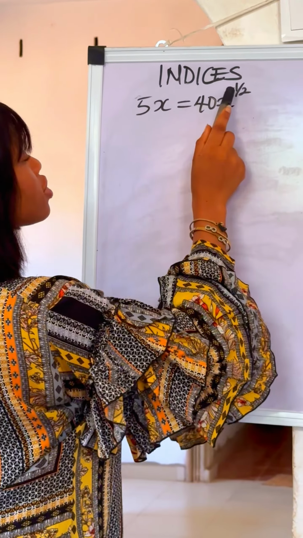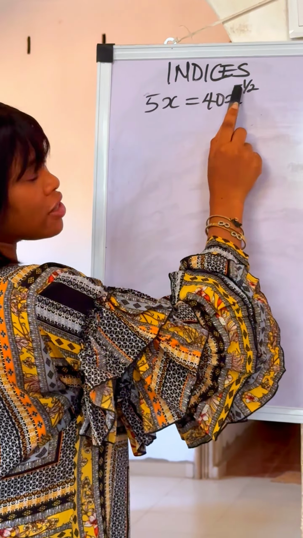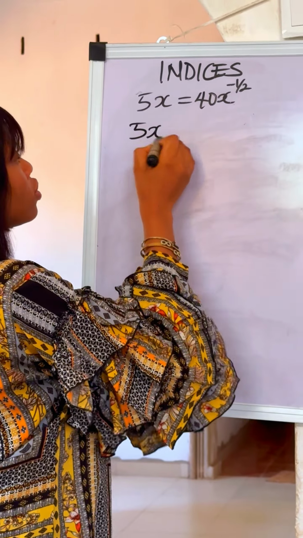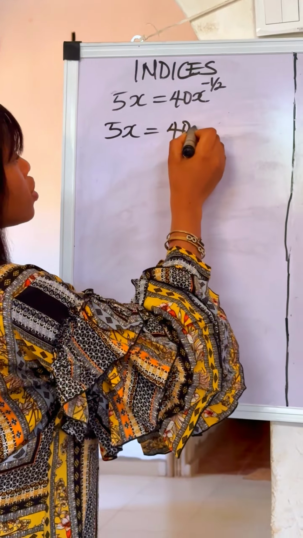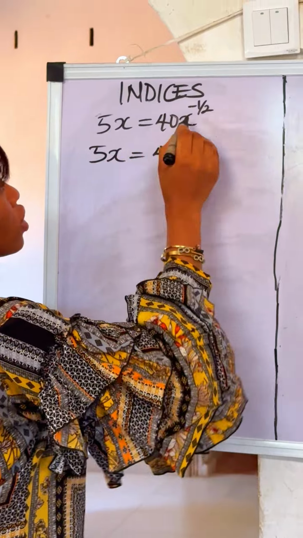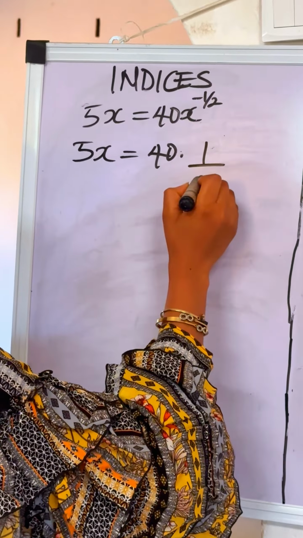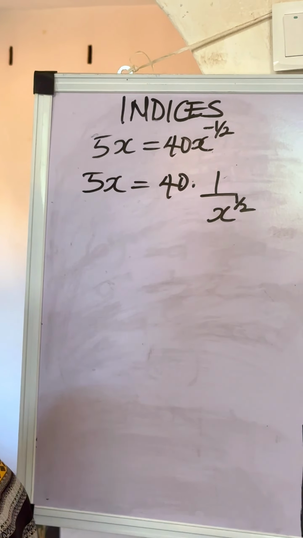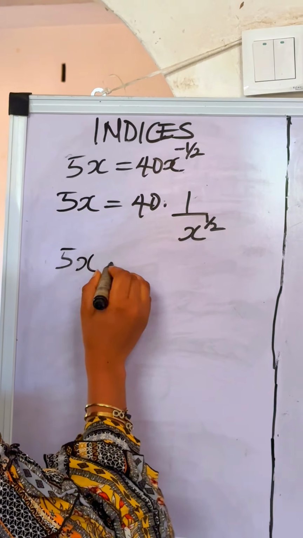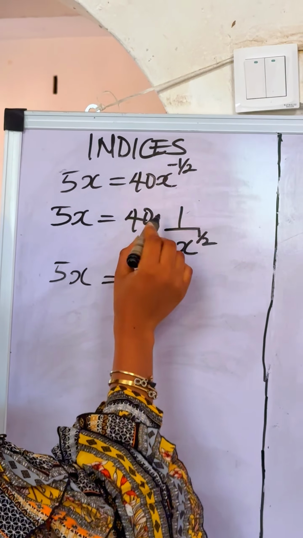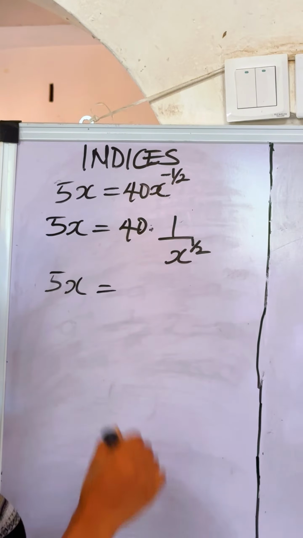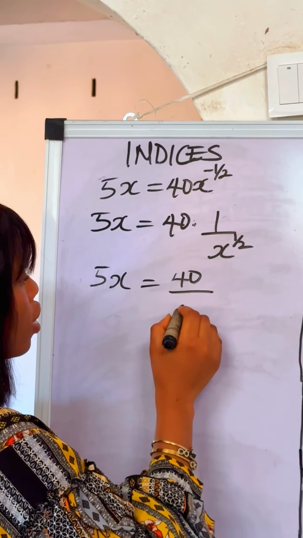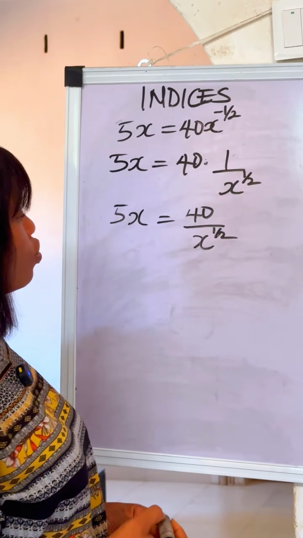Now, you see that this is negative. The negative power law applies here. So, this will give us 5x equals 40 times... Now, this minus becomes 1 over x raised to the power of 1 over 2. Now this gives us 5x equals... now this dot is another sign for multiplication. Now I have 40 times 1, which gives us 40 over x raised to the power 1 over 2.